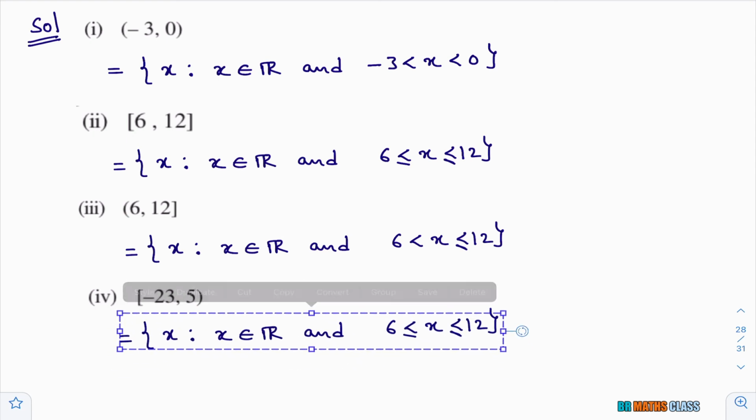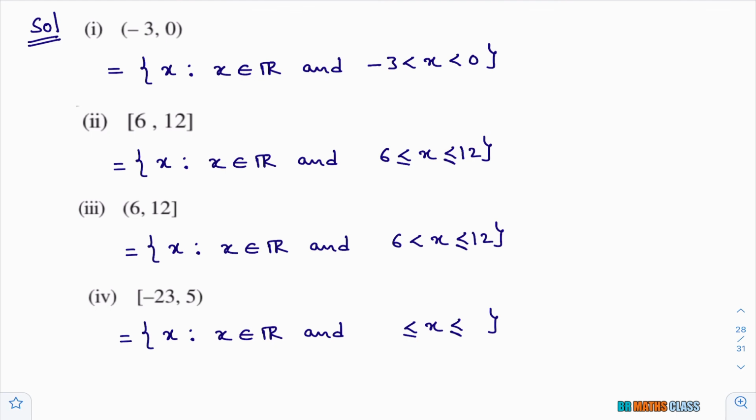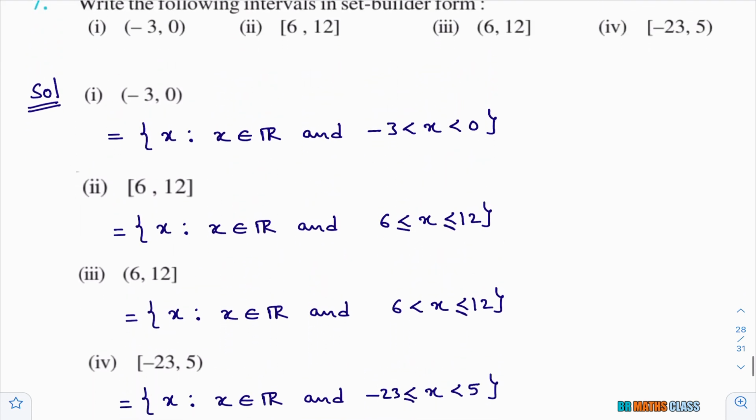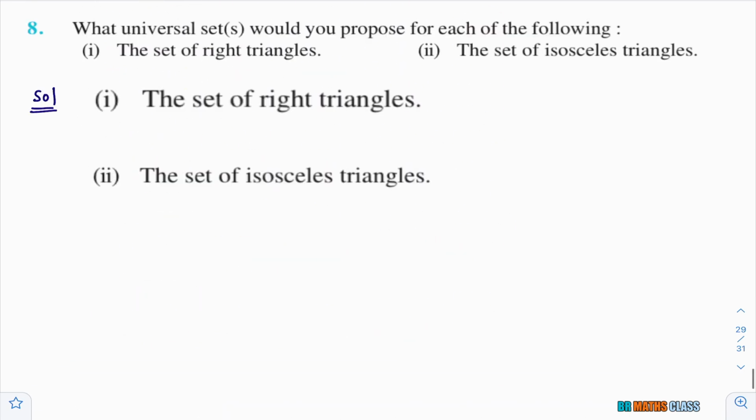Now come to this one. Last one. We need to write this in set builder form. Okay. X such that x is a real number. And what is the interval given? How do we read this? The interval is closed at -23, open at 5. So closed interval is there for -23. So how will you write? -23 less than or equal to x, and for 5, you can observe here open bracket is given for 5. So it is strictly less than 5. I hope you understand this, right? So with this, the intervals are written into set builder form.